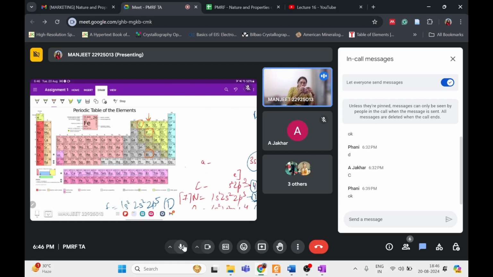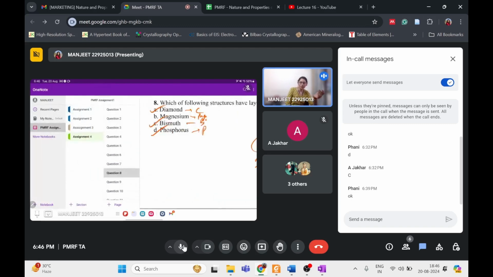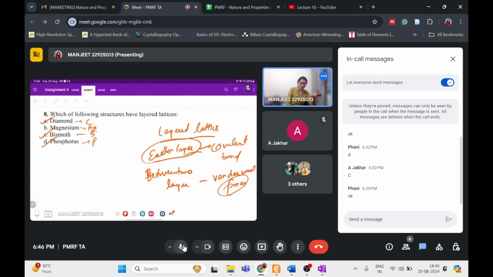Mostly in between them is the covalent bonding. Carbon also has covalent bonding, so they have layers. Basically the atoms that have mostly covalent bonding have the layer structure. So diamond, bismuth, and phosphorus have the layer structure.